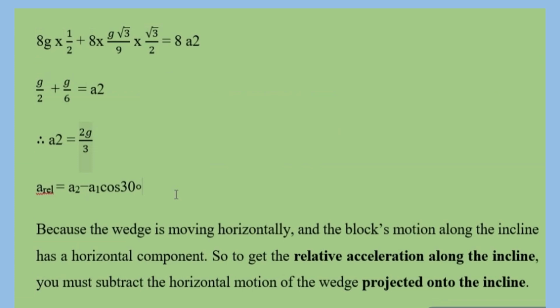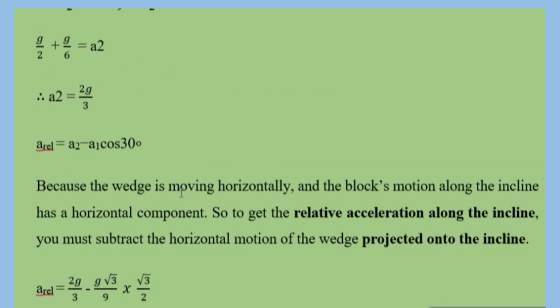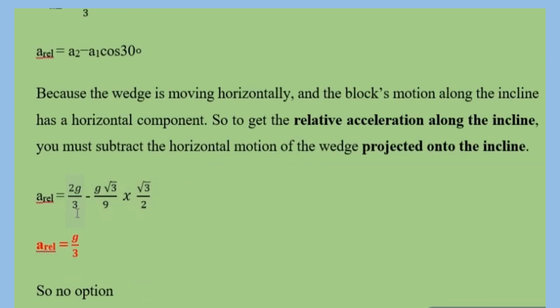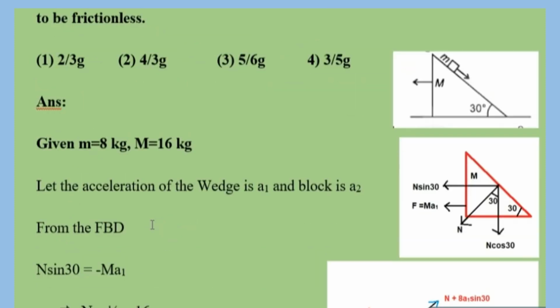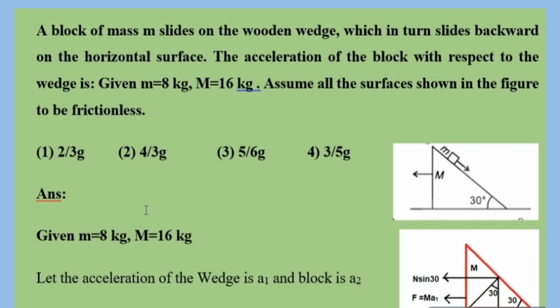Then we know that it is actually one wedge and this mass is moving over the wedge, so relative acceleration will be there. That we have to take in the same direction. So a2 minus a1 cos 30, because both should be in the horizontal. A2 will be acting backside, then the front A1 cos 30 will be there. After substituting, 2g by 3 minus g root 3 by 9 into cos 30 value root 3 by 2, after simplification we get the relative acceleration as g by 3. Actually the options here are not given, so this is according to my calculation.